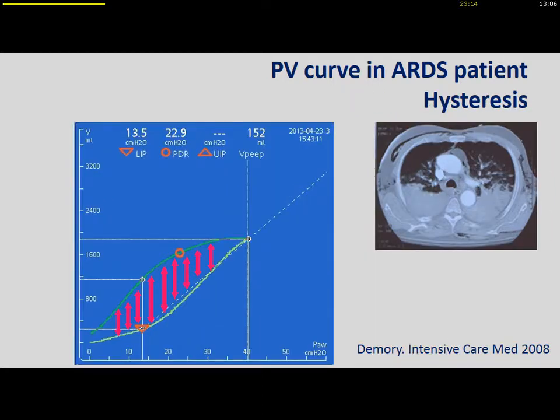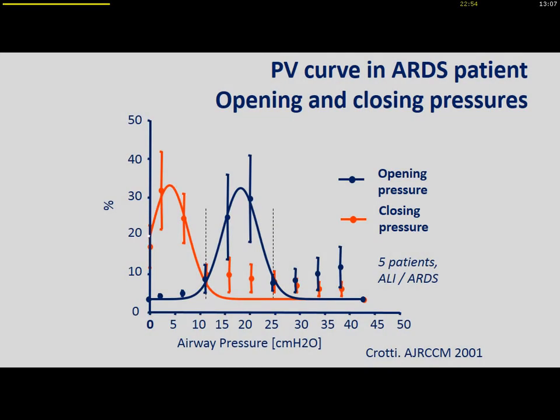And finally, in ARDS patients, we have to look at the hysteresis, which is the volume between inflation and deflation. You see that in some patients, the hysteresis is much larger than in a normal case. And why? Because in ARDS, hysteresis is partly due to recruitment, de-recruitment. In ARDS, we know that the pressure to reopen the collapsed lung is higher than the pressure to de-recruit the lung or to collapse the lung.